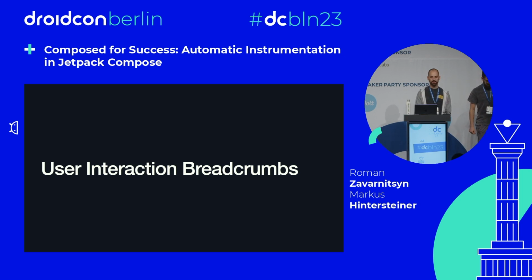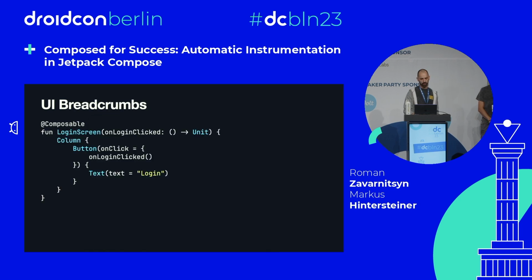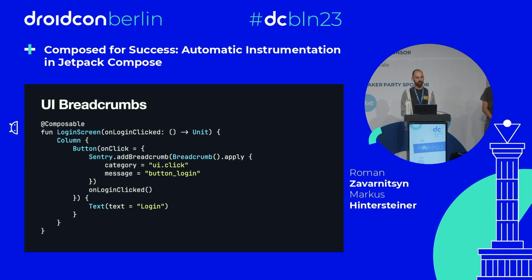Knowing the changes from one screen to another is nice, but we also want to give some more details on a specific screen, and that's why we built user interaction breadcrumbs, which are basically any kind of clicks, scrolls, or swipe gestures within your app. In a very naive approach, let's assume we have a login screen with a login button, and every time the user clicks on the login button, we want to track those breadcrumbs. So how do we do that? We just call our SDK, right, and add the breadcrumb there.